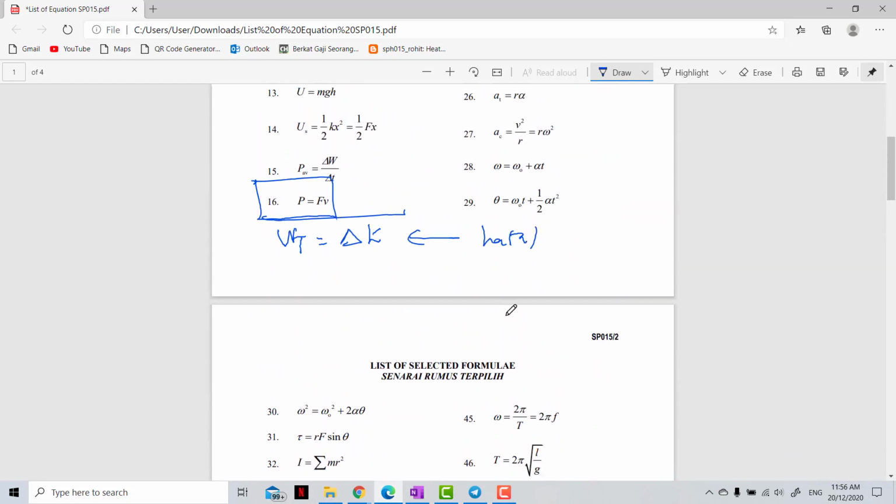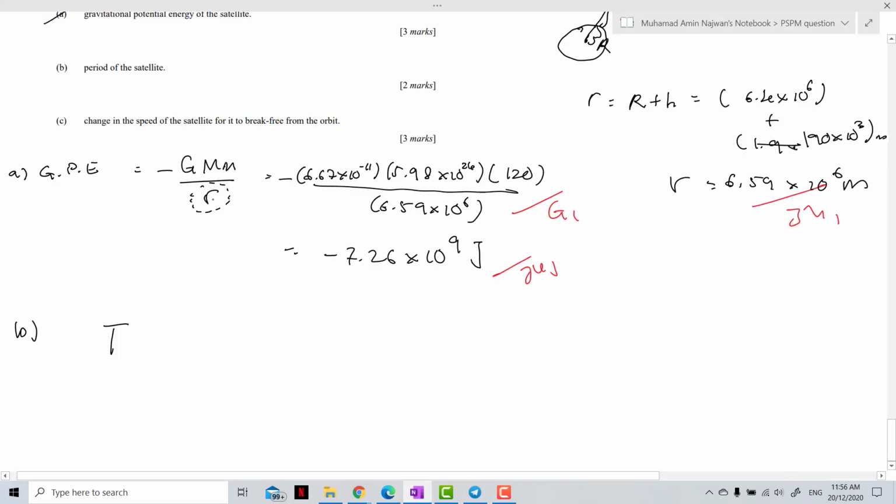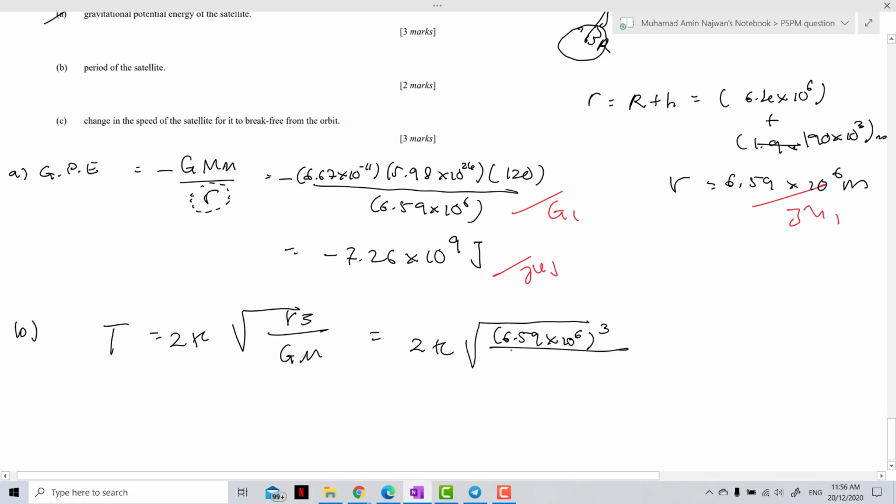Bawah situ for chapter lain. Please be very careful. So this is chapter 7. So you use this equation: T sama dengan 2 pi square root of R cube over G M. So substituting all of the relevant quantities, R kita is 6.59 × 10⁶ cube over dengan kita punya G, 6.67 times 10 to the power of negative 11. M kita will always be mass of the Earth.